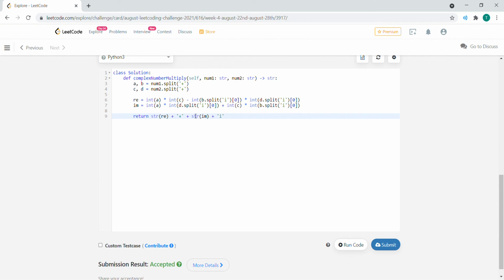Time complexity would be big O of constant time, because you're only splitting the number input, and then these are multiplications, which happen in constant time. No matter how big the numbers are, it'll be constant space as well. Well, linear space and linear time, I should say. No, not linear. Constant space and constant time.